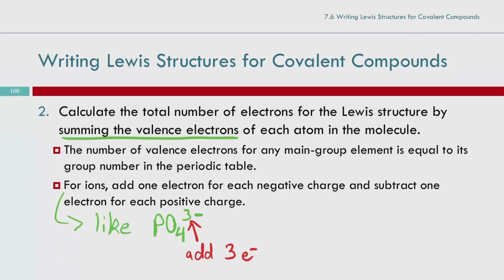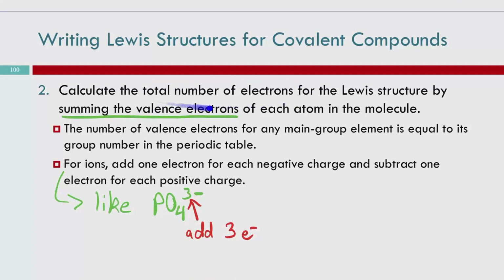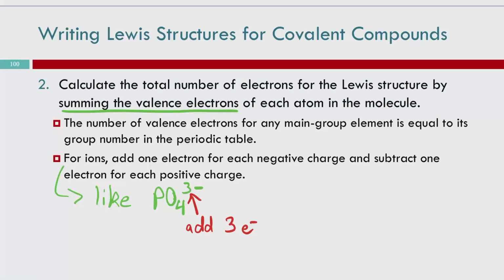Once we've got our skeleton laid out, we want to calculate our total number of electrons for our Lewis structure. We're going to sum the valence electrons of each atom in the molecule. So anytime we're doing a Lewis structure, we need to be able to look at our periodic table or pull from our memory how many valence electrons that element has.